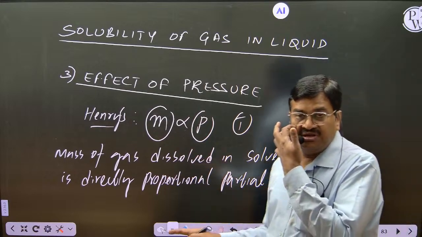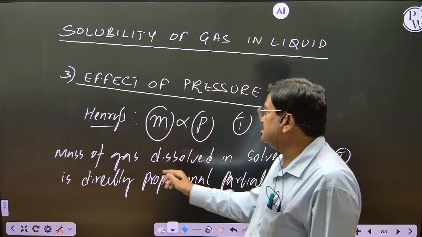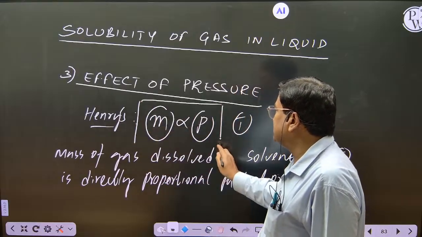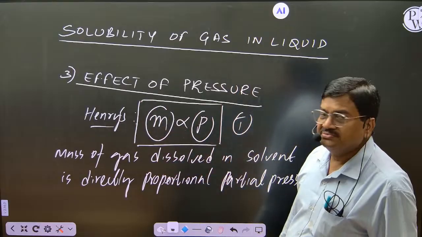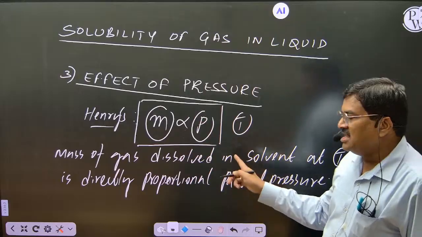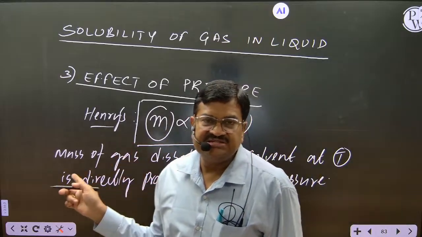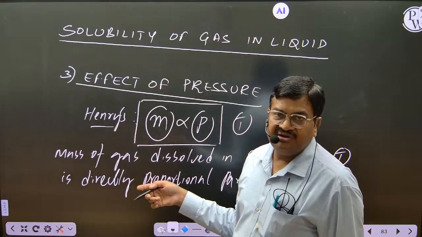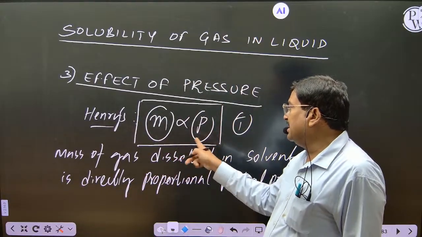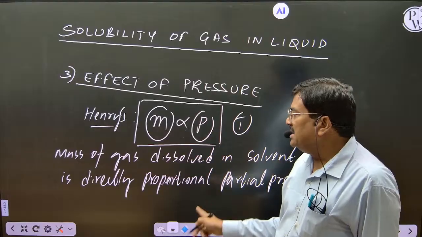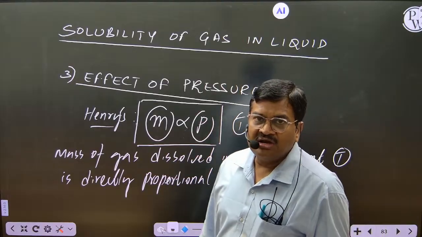And mathematically we represent m proportional to p. This is important, where m is mass, p is what? Partial pressure. This you understood, all of you. Yesterday already we discussed this. Once again I am continuing for your understanding. So this is the mathematical relation, m proportional to p. Clear, students? Have you all copied this, right?